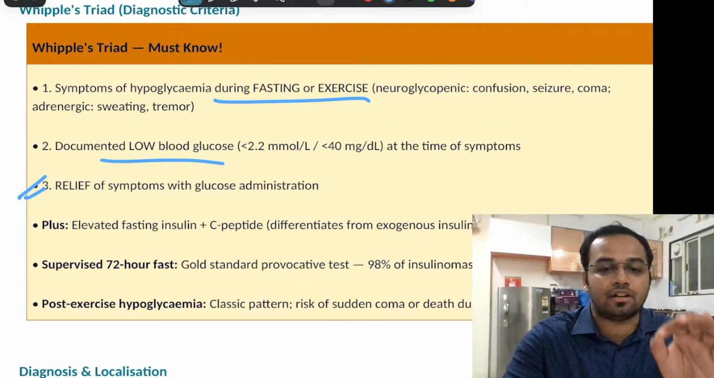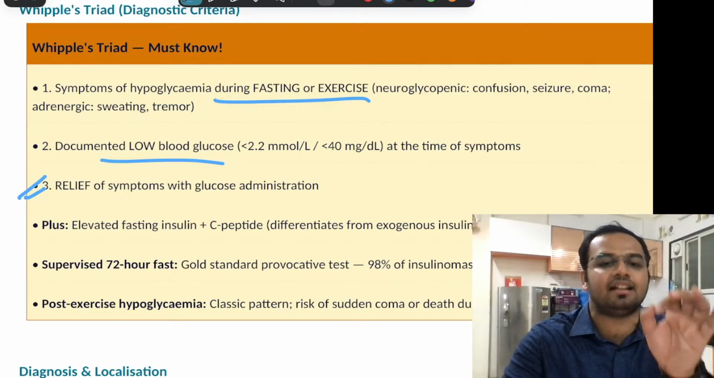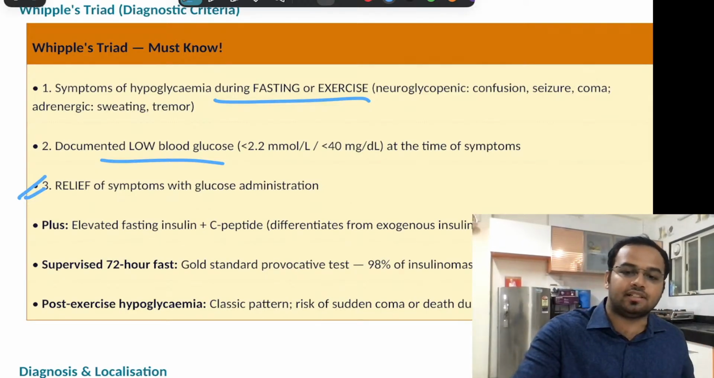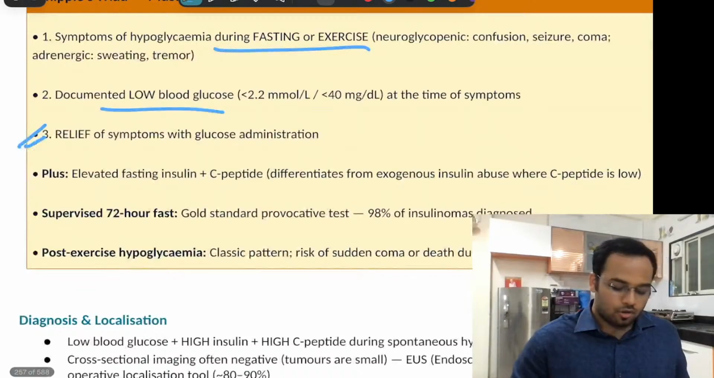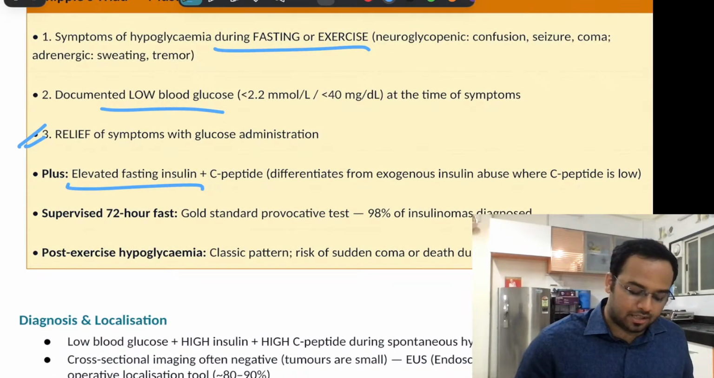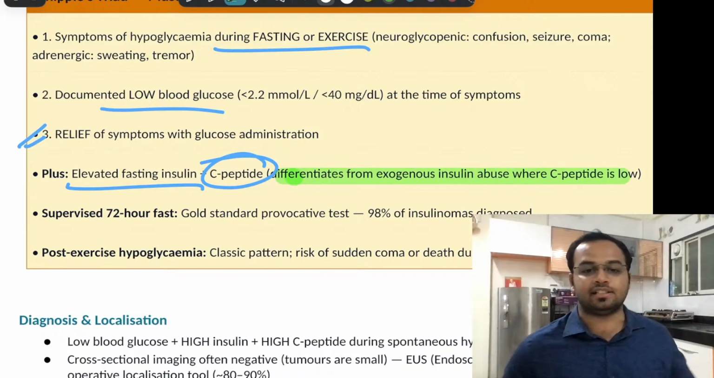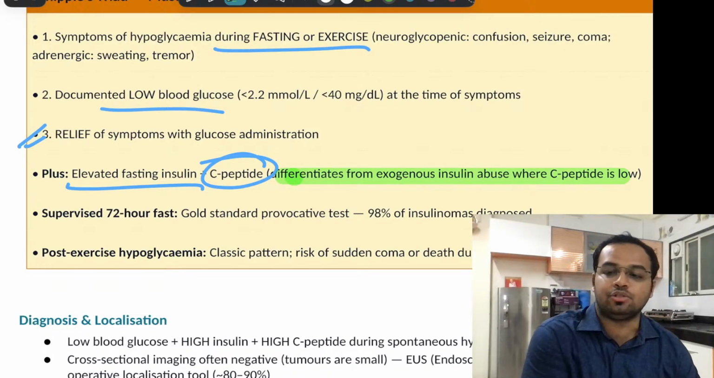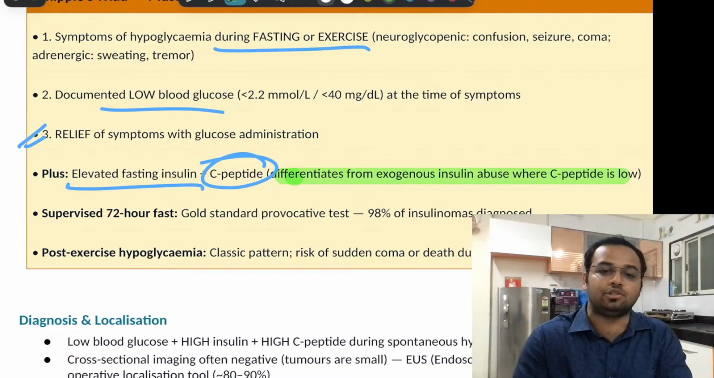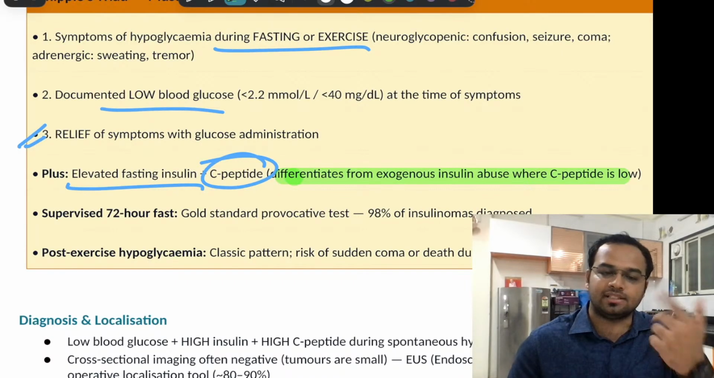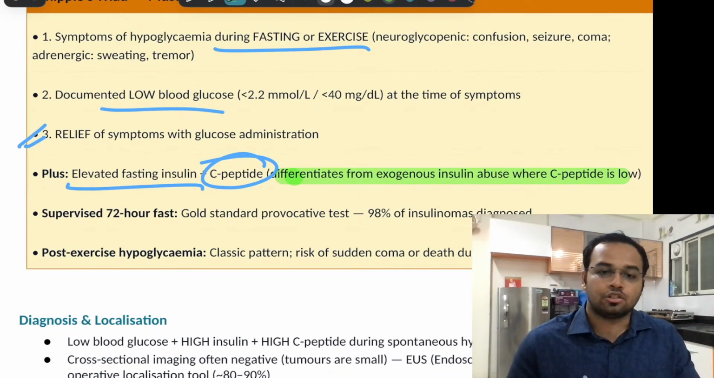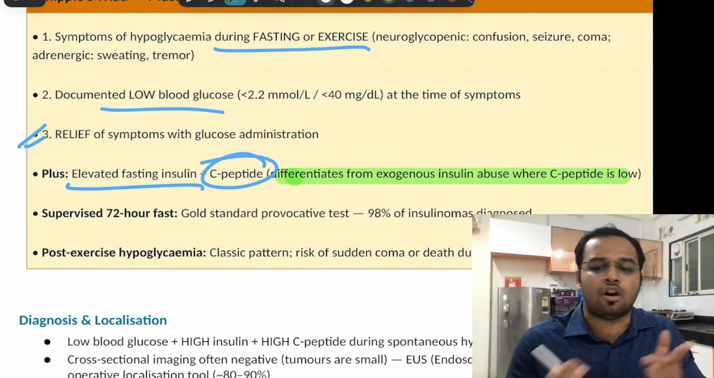And this is going to be the diagnostic criteria, the biochemical diagnostic criteria. This is one of the criteria for diagnosing insulinoma. It is going to have elevated fasting insulin levels plus C-peptide levels, and that is what is going to differentiate it from exogenous insulin. Let's consider a patient who is taking insulin from outside; how do we differentiate? If you check the insulin levels in the blood, they are going to be high, because in insulinoma the insulin is going to be high. So when you check the blood for insulin levels, you will find that the insulin levels are high, but is it exogenous insulin or endogenous insulin?